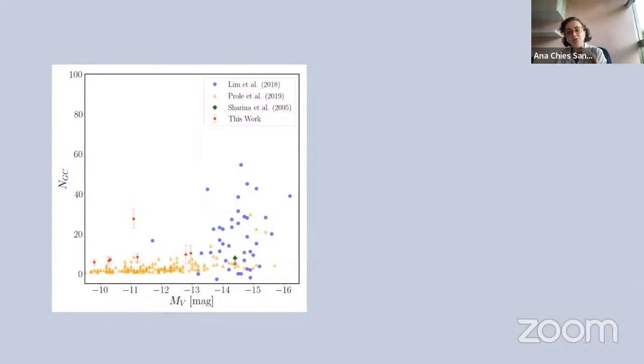In this first plot, I show the number of GCs versus their magnitude in the B band, compared with other works. The point from Sharina et al. represents a previously well-known dwarf that was studied with HST. The points follow the distribution from the Fornax cluster low surface brightness galaxies, except for one point, which is the LSBD we call 22.